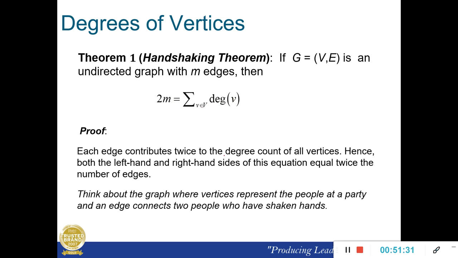Each edge contributes twice to the degree count of all vertices, hence both the left hand and right hand side of this equation equal twice the number of edges. Each edge contributes twice to the degree count of vertices. Hence both the left hand and right hand side of this equation equal twice the number of edges. Okay, 2m is equal to the total summation of degree.